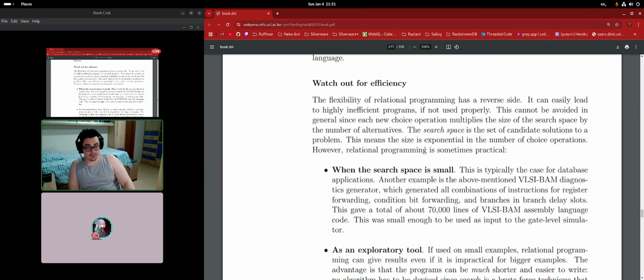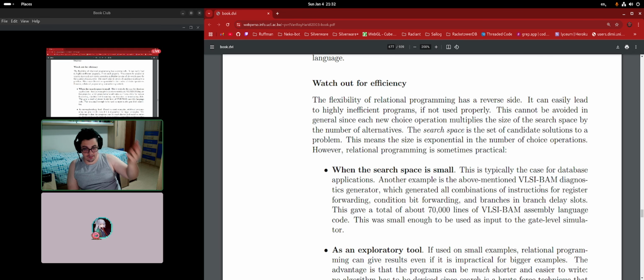But relational programming is sometimes practical when the search space is small. It is saying that this is typically the case for databases. I don't quite believe it, because if you have a table in a database with like a petabyte of entries, well, databases tend to be careful to ensure that every query terminates, right? That's not true in general for relational languages. Yes, but my statement still stands. It is very hard to believe that the search space is small in a production environment.